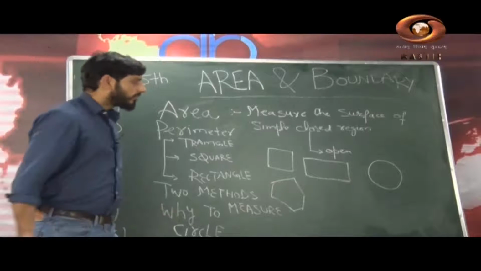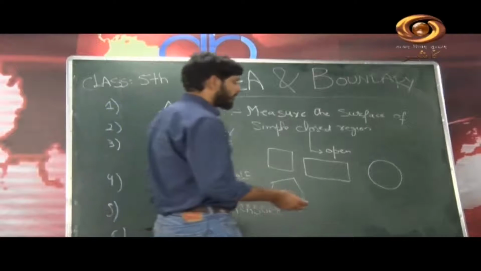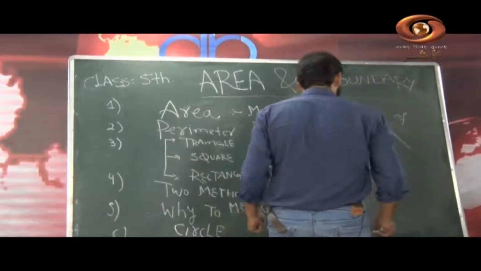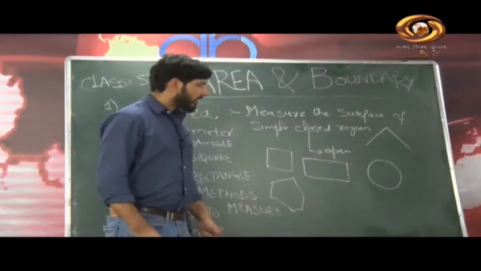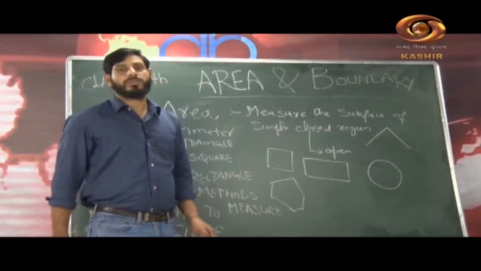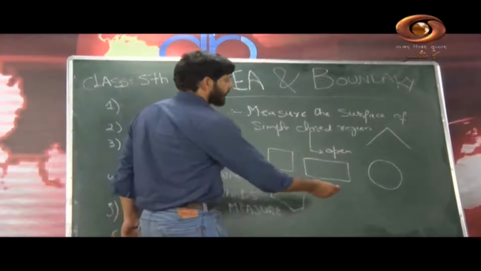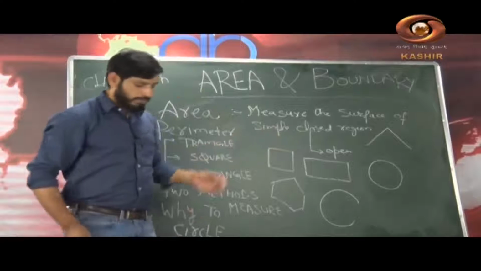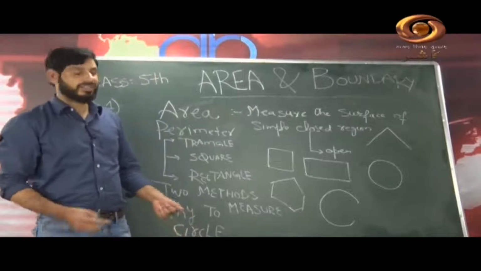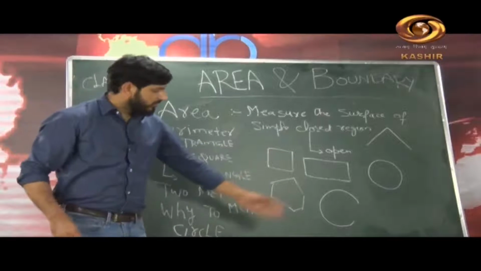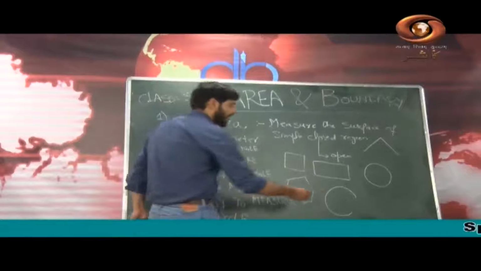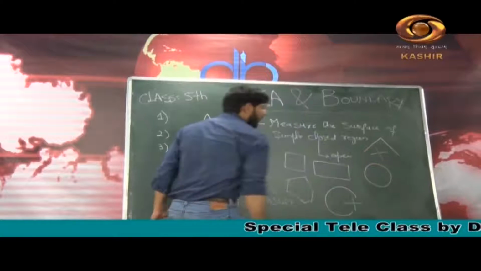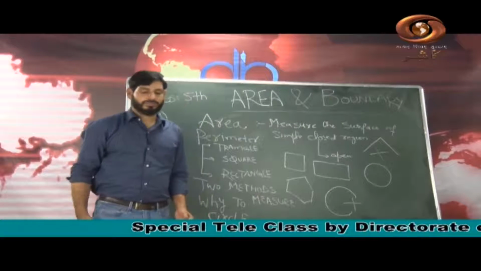So now drawing the open figures will make it better. Suppose I have some figure like this. It is open. It is not closed from all sides. Similarly, let me draw this figure. It is a ring, but it is not bounded. It is C-shaped. It is not a circle. So it is open from this side. That is why this is not a closed figure.